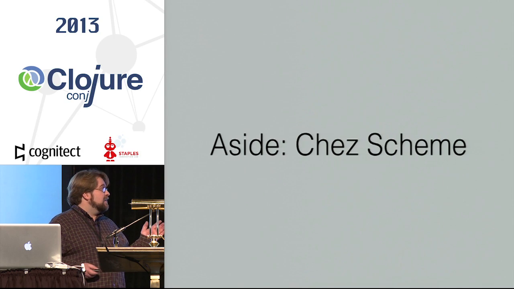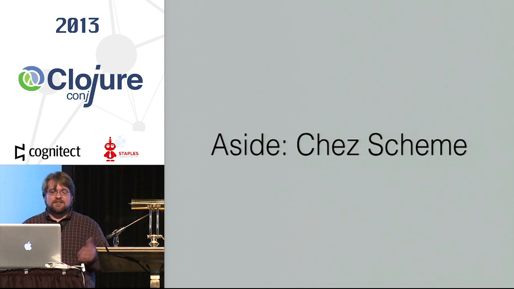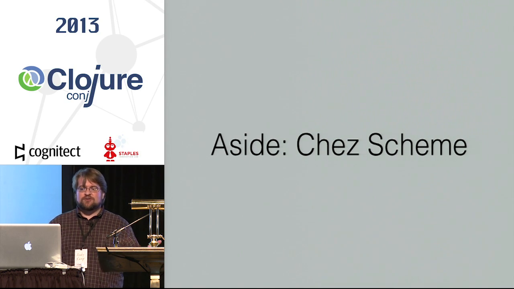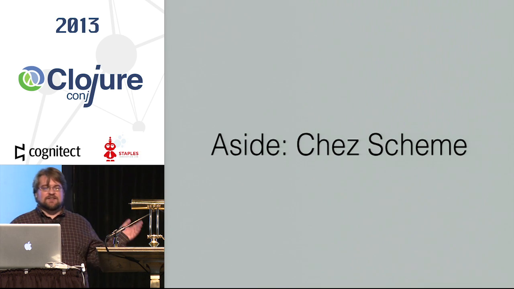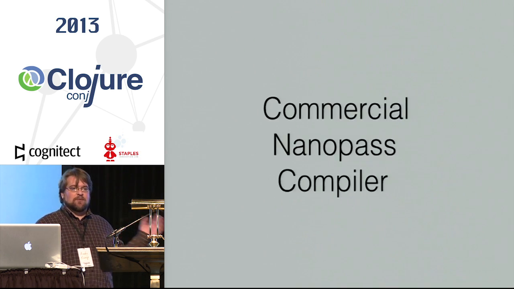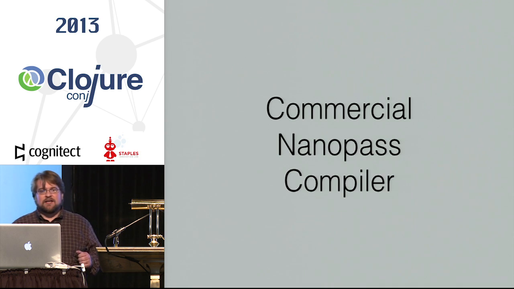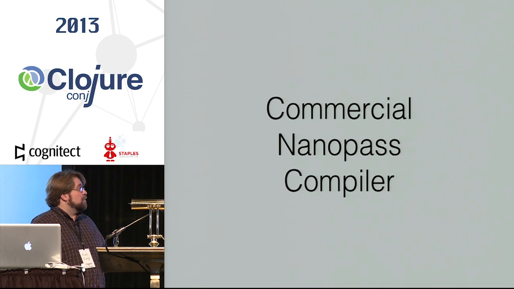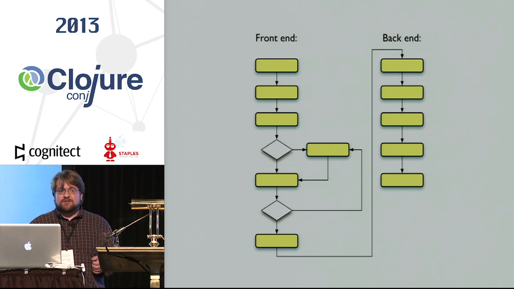So as an aside, we decided that we wanted to take up this challenge of a commercial Nanopass compiler. And we did this in the context of Chez Scheme, which is my advisor's Scheme compiler. And we took his compiler and we decided we were going to write a commercial Nanopass compiler. So his original compiler looked something like this when I first started working on it.